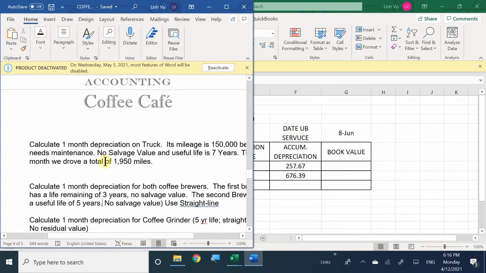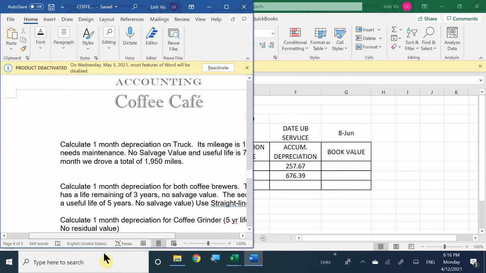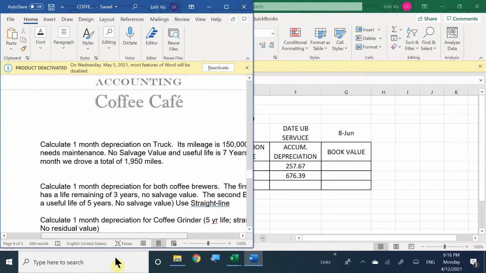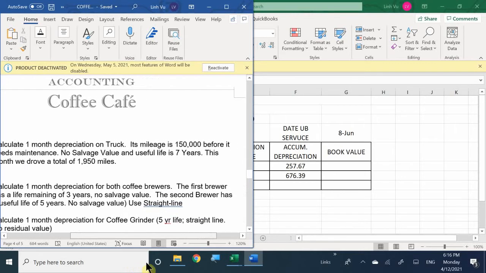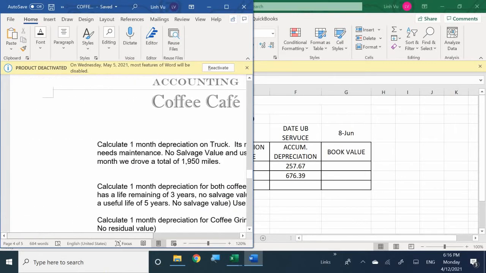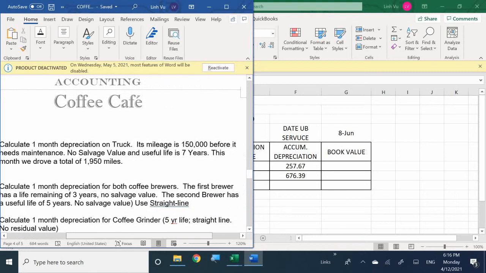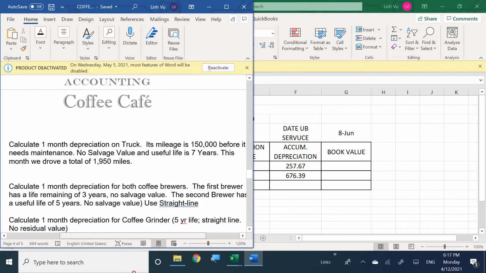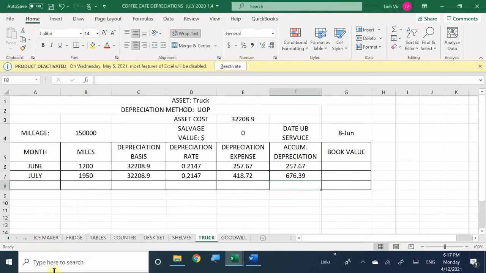Okay. So next, we have to calculate 1 month of depreciation for both coffee brewers, okay? Once again, the first coffee brewer has a remaining life of 3 years, and this has no salvage value, while the second coffee brewer has a useful life of 5 years, no salvage value. And it says to use straight line. So with that being said, let's take a look at our coffee brewers.